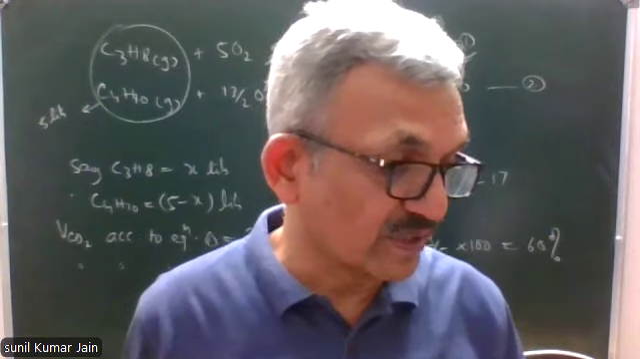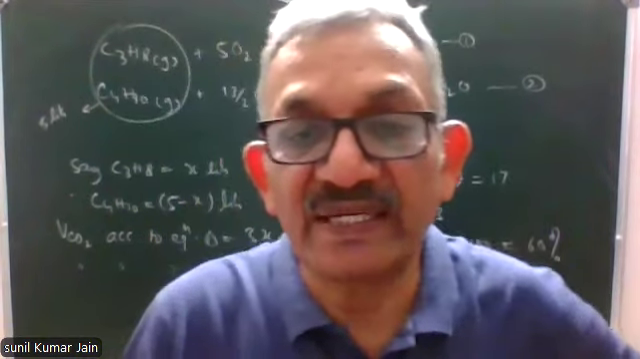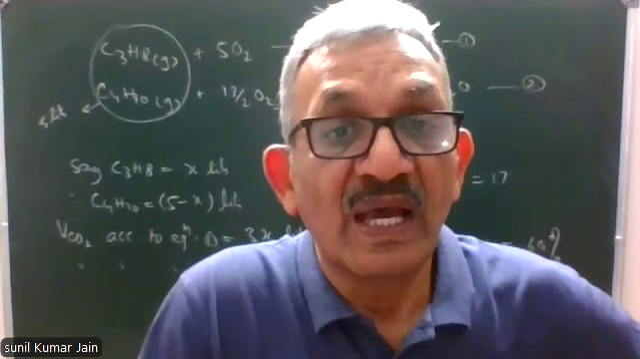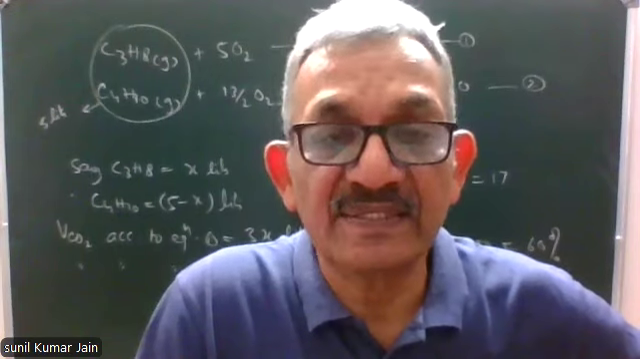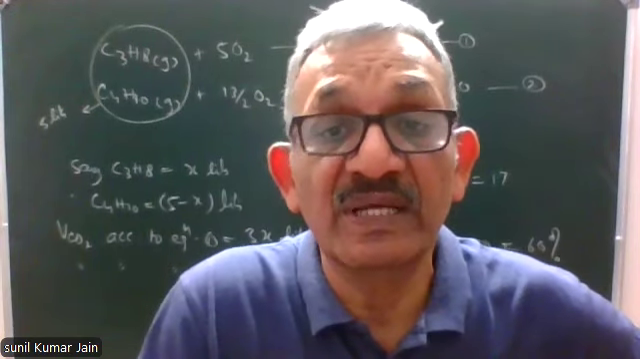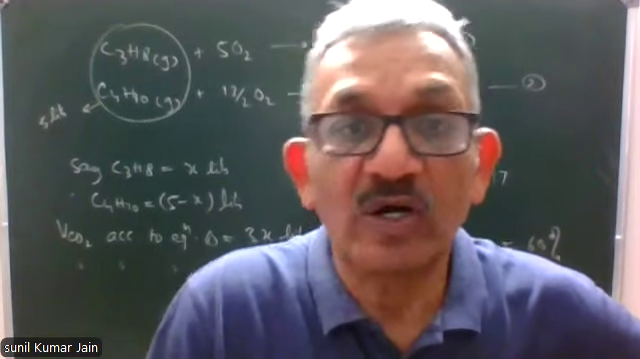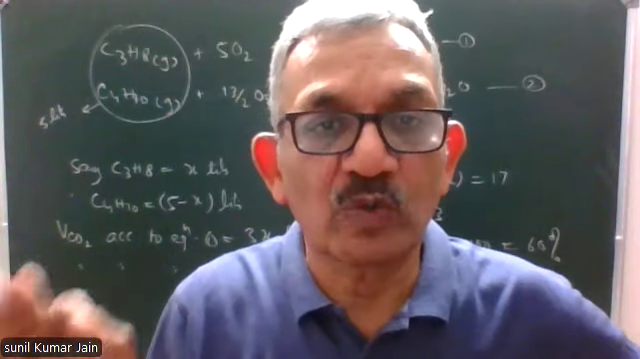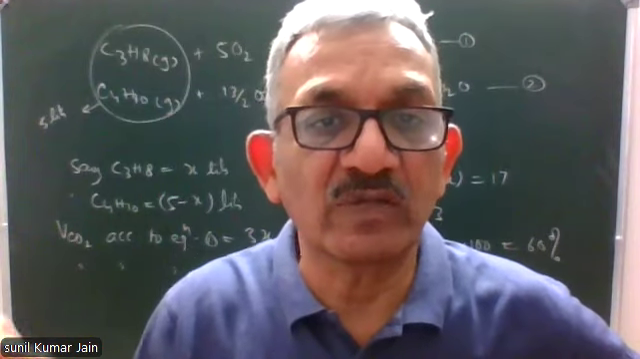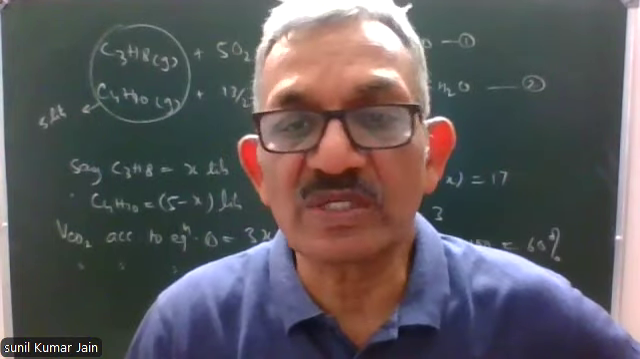State Avogadro's law. How is it different from Berzelius hypothesis? This you'll find directly in your notes also. Avogadro's law says that equal volumes of all gases under similar conditions of temperature and pressure contain equal number of molecules, whereas according to Berzelius hypothesis, everything is same. Towards the end, it says contain equal number of atoms, right? So that's all about this assignment.